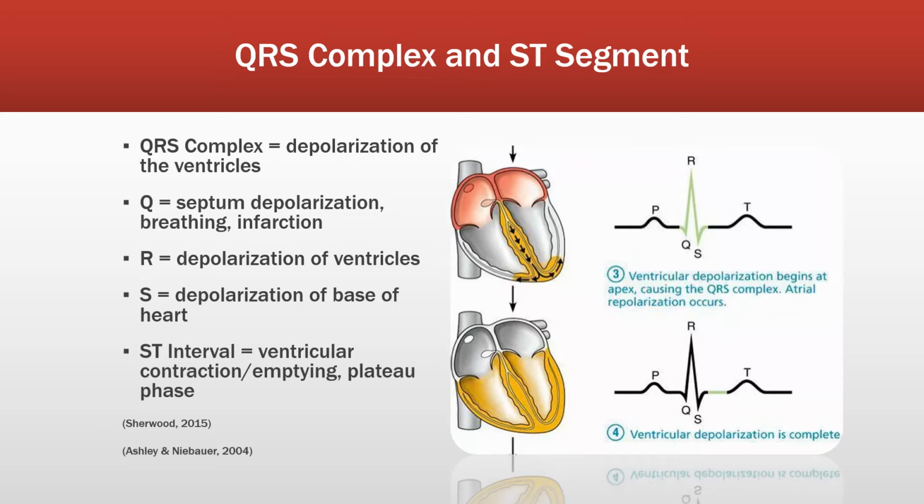The largest wave, the R wave, represents the depolarization of the myocardiocytes in the ventricles. This wave is bigger than the P wave due to the larger mass of the ventricles. The S wave is the final depolarization at the base of the heart.